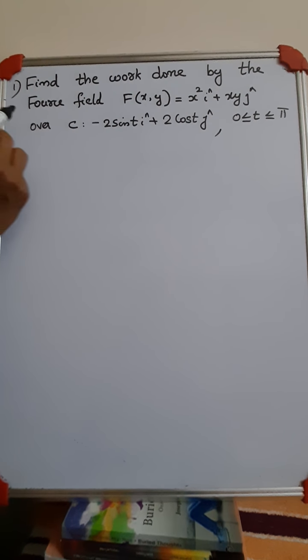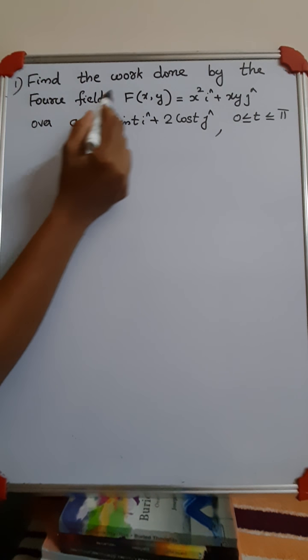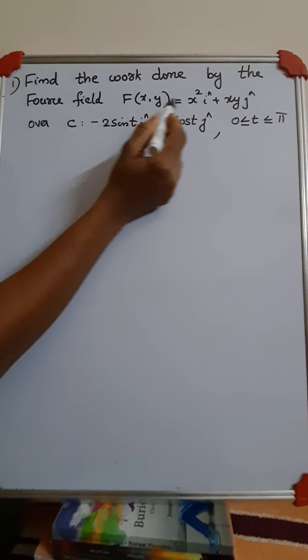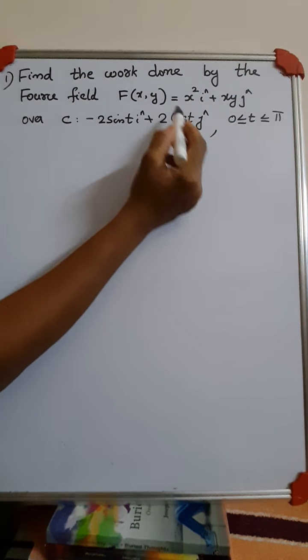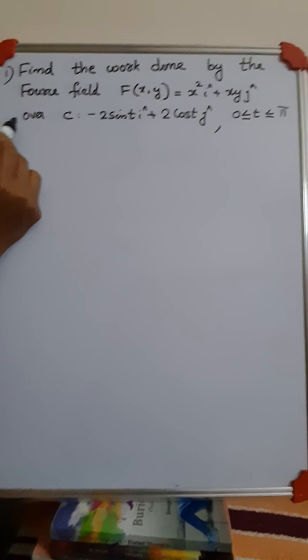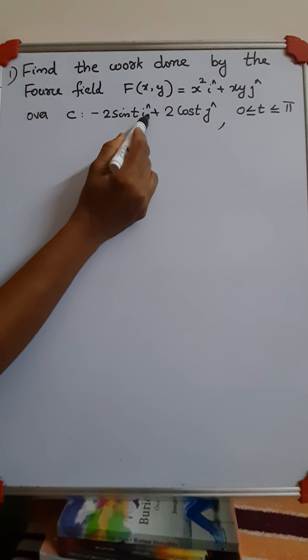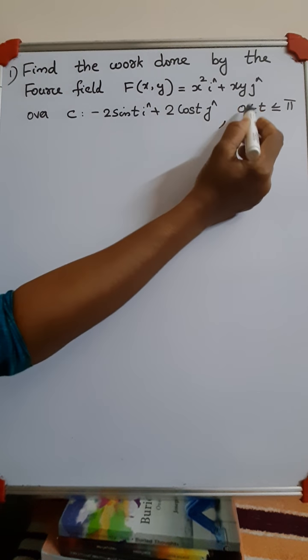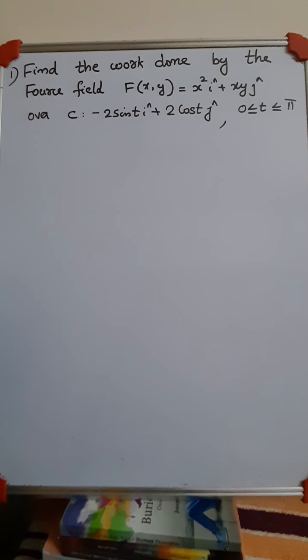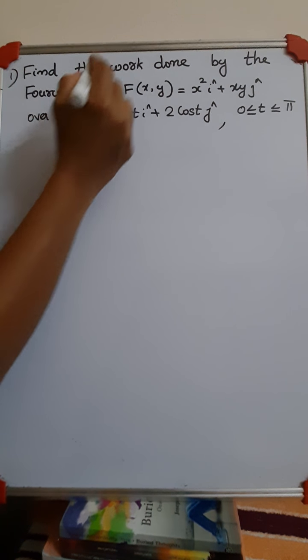Next is a problem. Find the work done by the force field capital F of x, y is equal to x square i plus xy j. It is a two-component vector field over the curve C given by minus 2 sin t i plus 2 cos t j, where 0 is less than or equal to t less than or equal to pi. We have to find the work done.